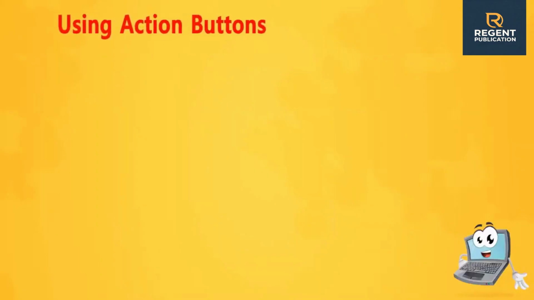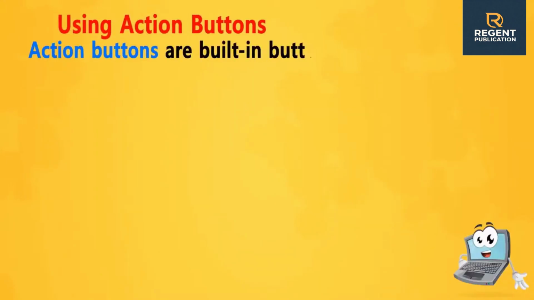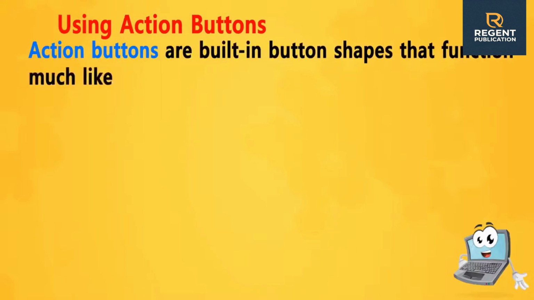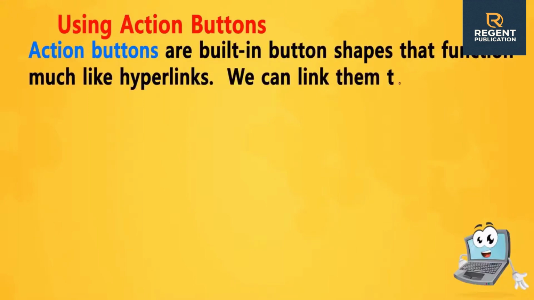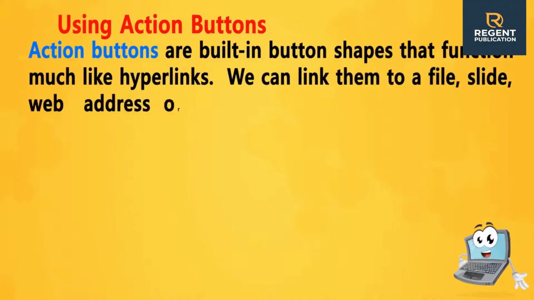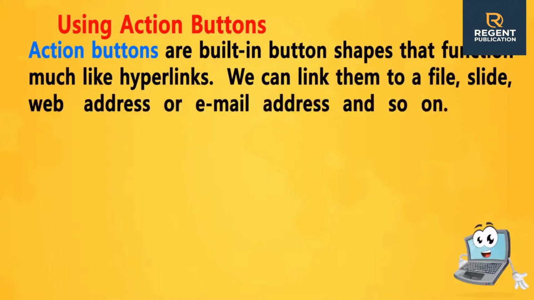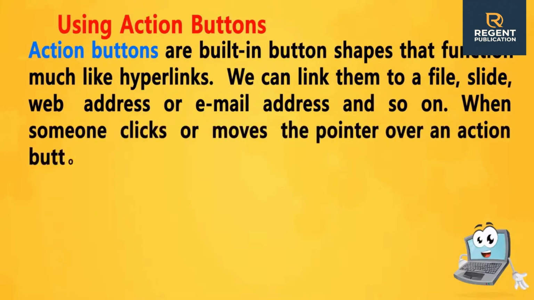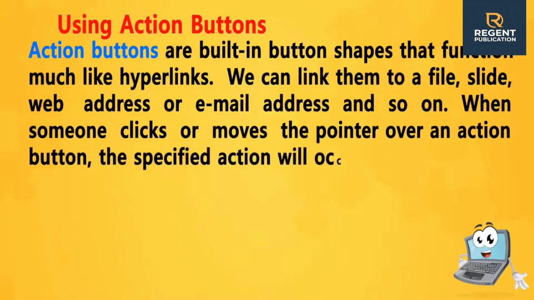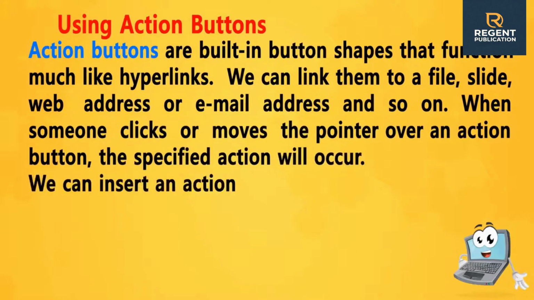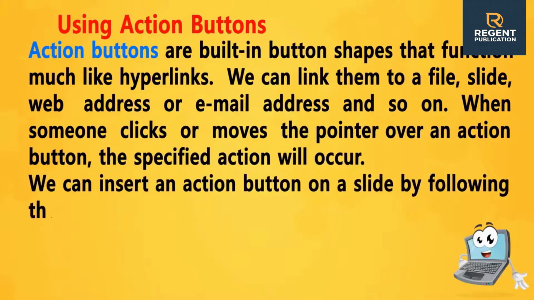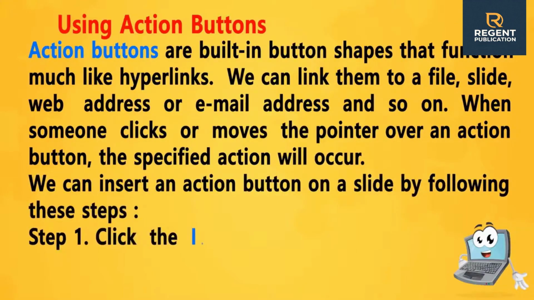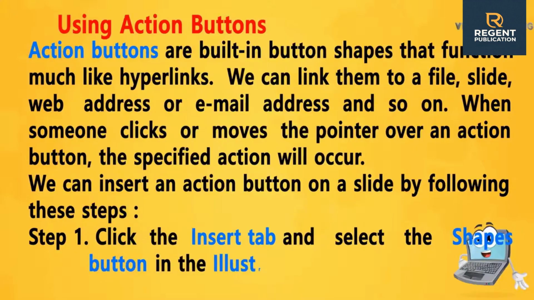Using action buttons. Action buttons are built-in button shapes that function much like hyperlinks. We can link them to a file, slide, web address or email address and so on. When someone clicks or moves the pointer over an action button, the specified action will occur. We can insert an action button on a slide by following these steps. Step 1. Click the Insert tab and select the Shapes button in the Illustrations group.